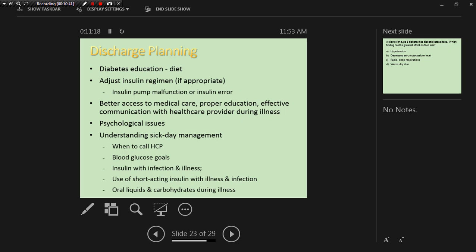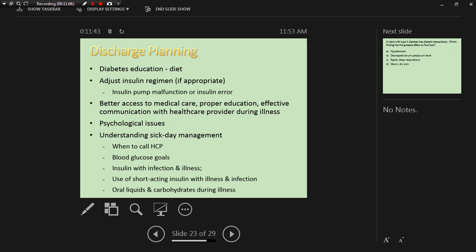If it has to do with the insulin regimen, is it because their pump has malfunctioned, or is it a dosing error with insulin? Do they know how to take care of themselves on their sick day? Okay. So when do they call their physician? Should they be checking their blood sugars more frequently? What are the goals of our blood sugars when these patients are sick? Should they be taking more insulin?